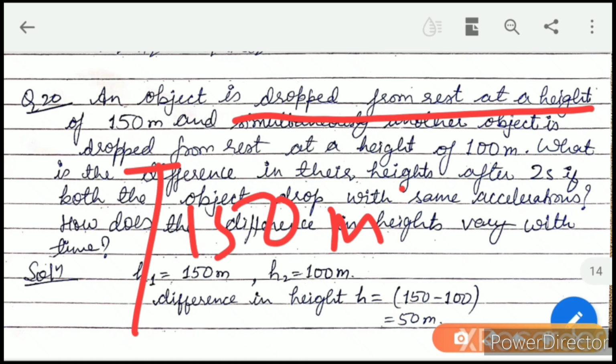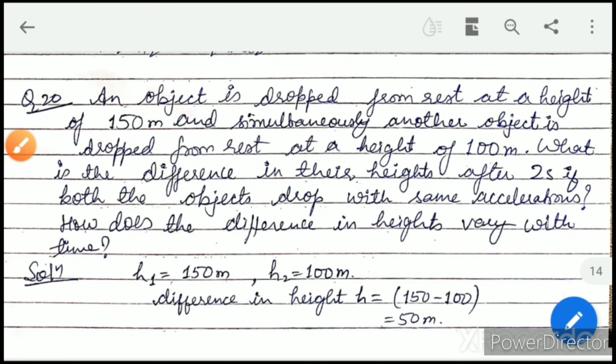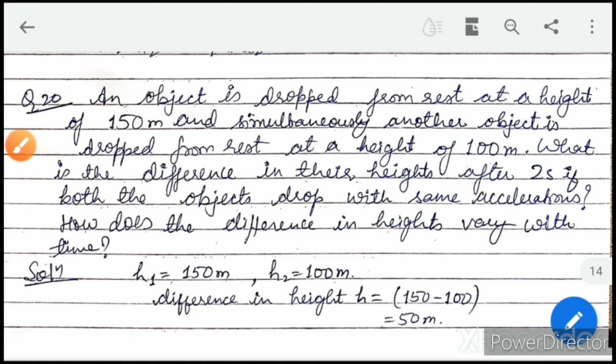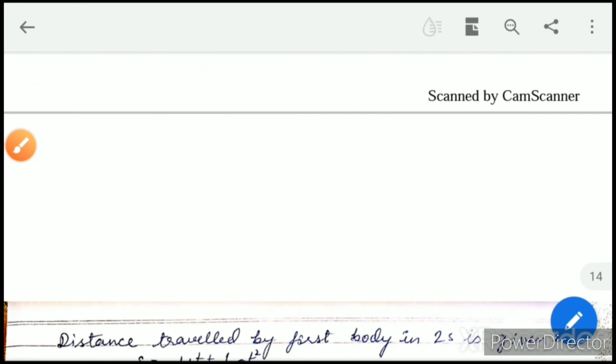Okay, and the second object is also dropped from a maximum height of 100 meter. What is the difference in their heights after 2 seconds? If both the objects drop with the same acceleration, how does the difference in height vary with time? So very good question. So h1 here is 150, h2 is 100 meter, the difference in height is 50 meter. Now come to this.